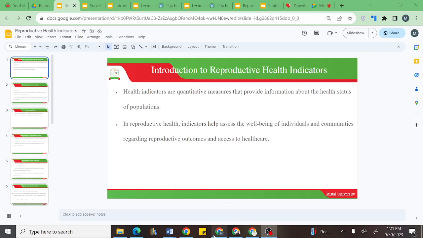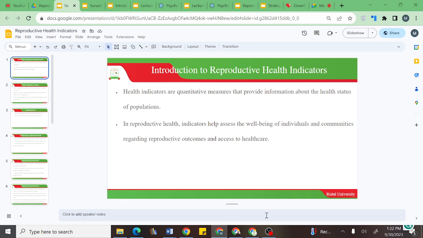Let us start this session. We are going to look at reproductive health indicators. After that, we look at surveillance in reproductive health. So those are the two sessions that we are going to cover during this time.